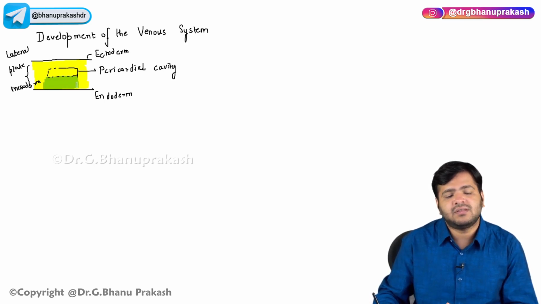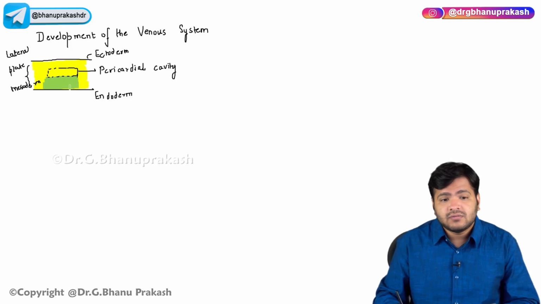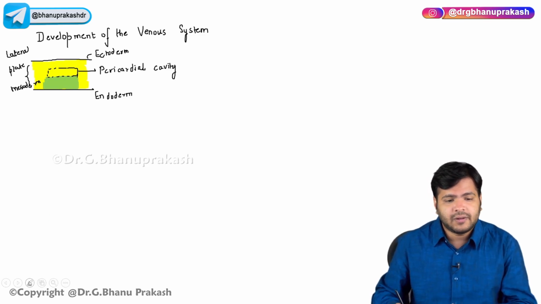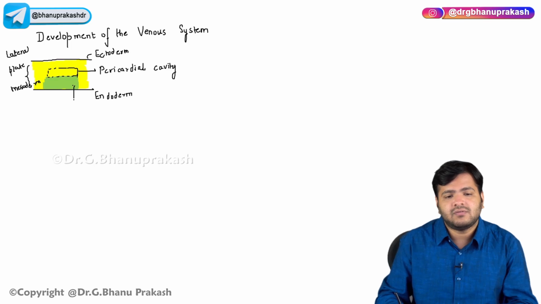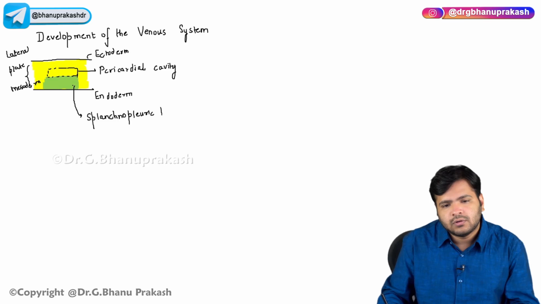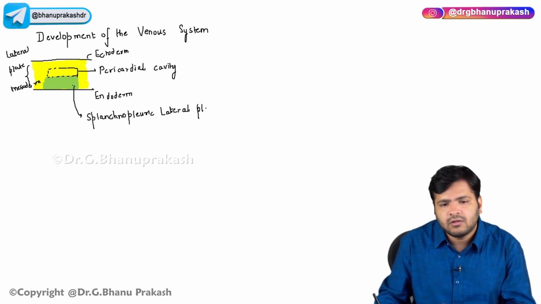The lateral plate mesoderm is divided into two parts, the splanchnopleuric lateral plate mesoderm and the somatopleuric lateral plate mesoderm. So this part which I am highlighting, which is towards the endoderm, towards the visceral part of the body, is called the splanchnopleuric lateral plate mesoderm.